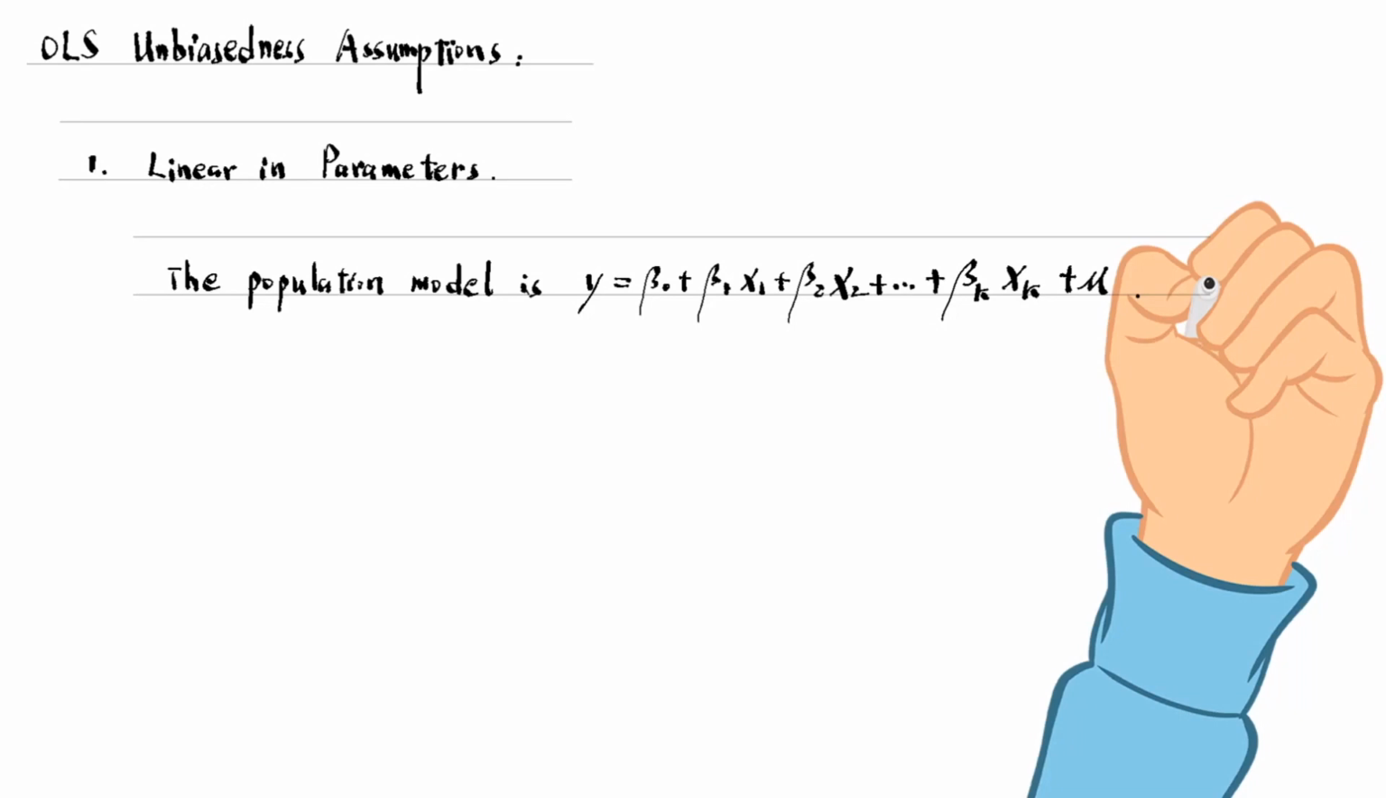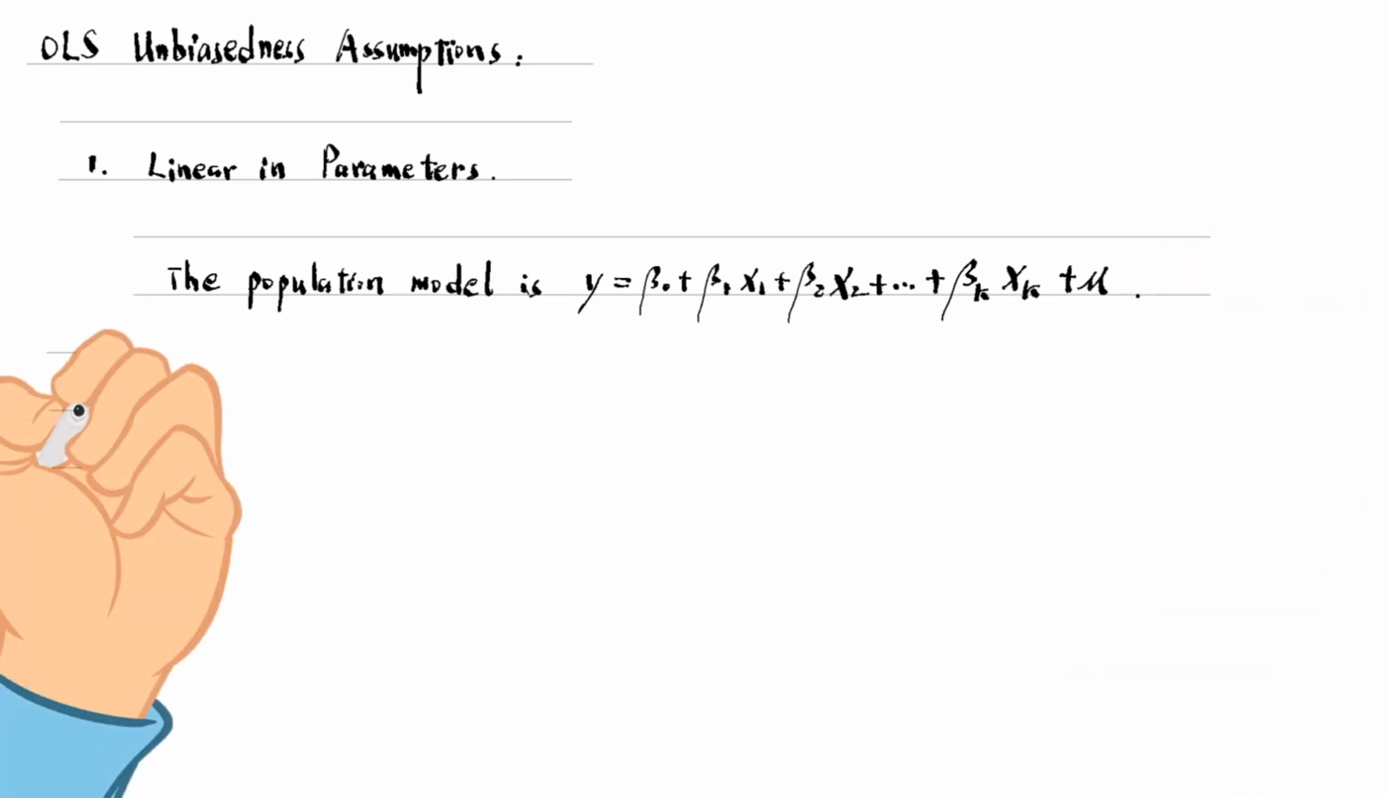The outcome variable y and the explanatory variable x are what we observed. They can take arbitrary functional forms such as logarithms or squares. The population model is also called the true relationship between x and y.